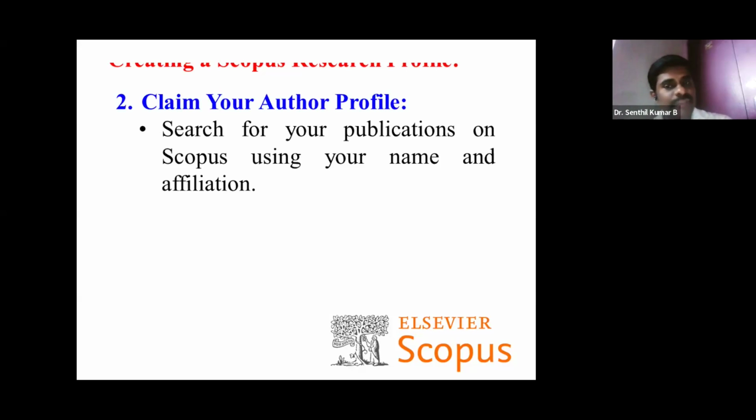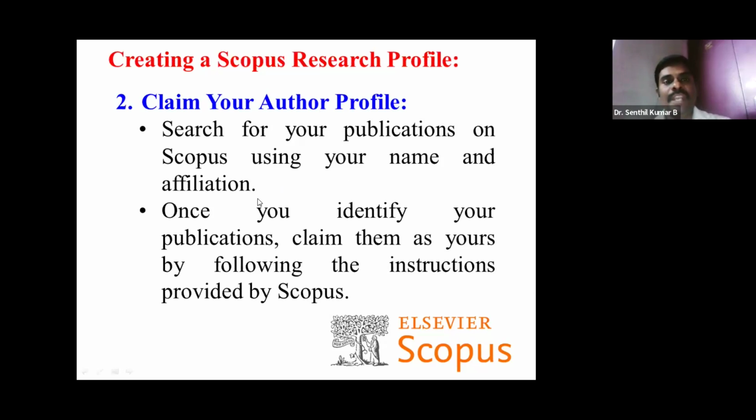So search for your publication if it is not displaying. This is very important. If you don't have any publication displayed, you have to search for it. You can type either the title of the article, or you can type your name and check what is displayed. And from that, you can choose your article. Or you can search using your name and affiliation as well. Once you identify your publication, you claim it as yours by following the instructions provided in the Scopus. They just ask you to click and submit it. Once you submit it, they will do a short scrutinization and after that it will be added to your account.